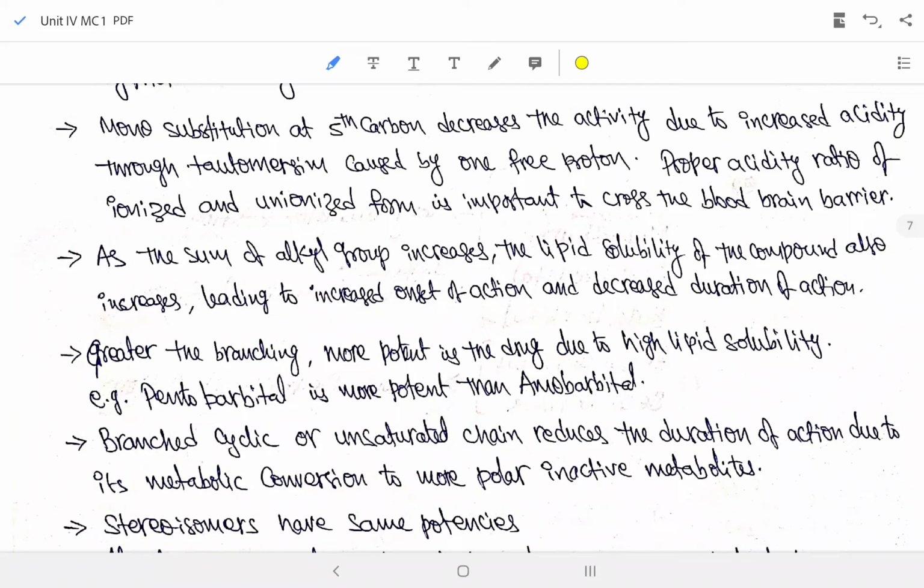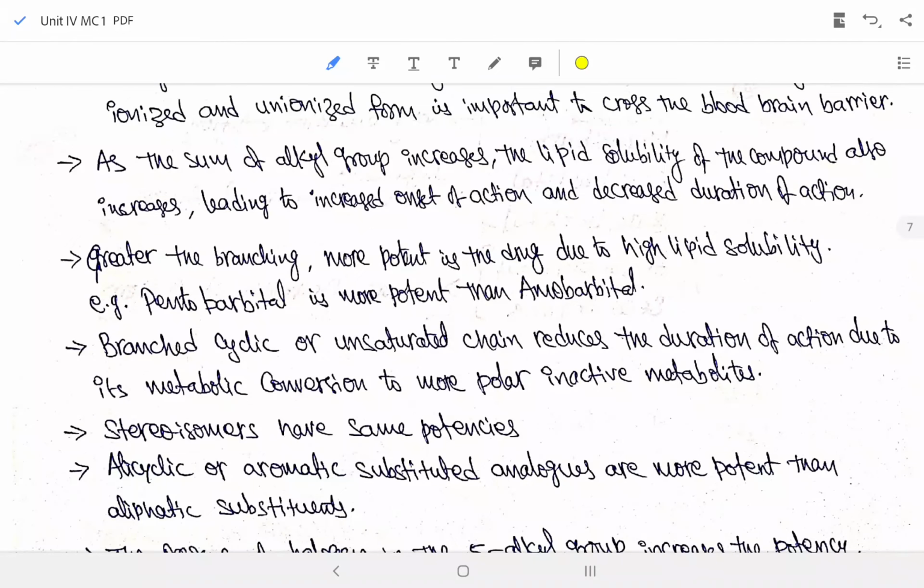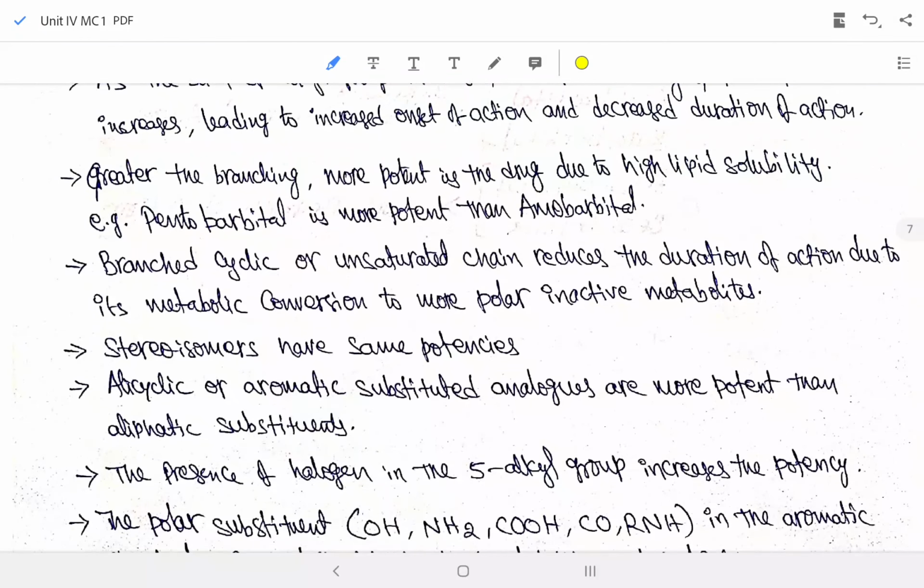Okay. As the sum of alkyl groups increases, the lipid solubility of the compound also increases, leading to a faster onset of action and decreased duration of action. As I pointed out earlier, alkyl chains will promote the lipophilicity of the drug. If the drug is more lipophilic, it will cross the blood-brain barrier easily, so the onset of action will be fast. That is what the point indicates. The next point is, the greater the branching, the more potent is the drug due to high lipid solubility. If branching of the alkyl side chain is more, it will make the drug more polar.